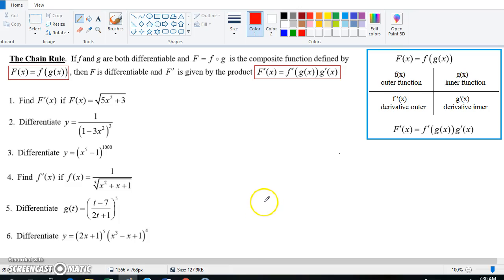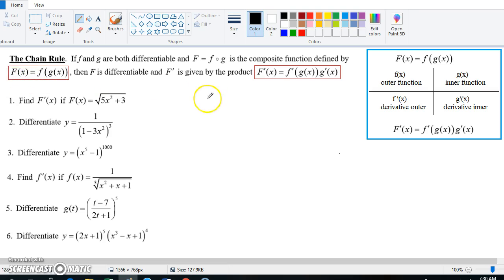This video is going to show you how to use the chain rule to find the derivative of a function that is a composite function. The first thing you need to do is to be able to recognize the inner function and the outer function from what is given to you.